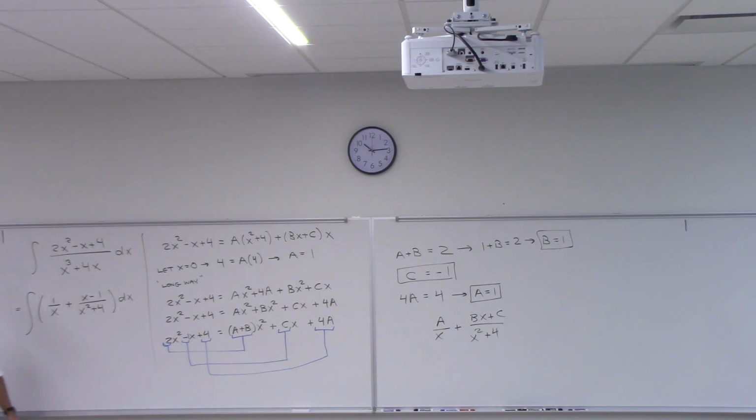You all right? Okay. Can you handle this? What is this here? This is a linear over irreducible quadratic, right? And so we should be able to handle this now. I'm just saying we should be able to. Let's go do it, but we should be able to handle this.